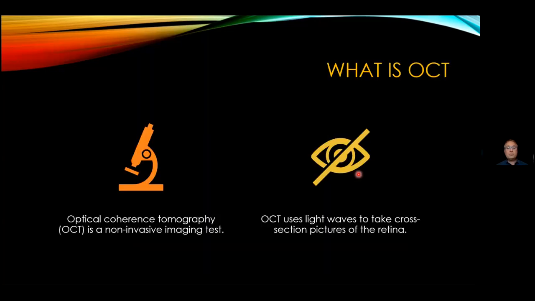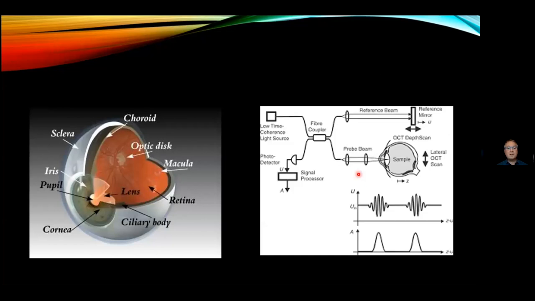Now these days, we're using the OCTs, and what's wonderful about this is it's a non-invasive imaging test, and it uses light waves to take cross sections of the retina. So again, just an image of the eye, saying that anything that you could visualize, the OCT would be able to take pictures of. So of course, the cornea, the iris, parts of the lens, and the optic nerve and the macula.